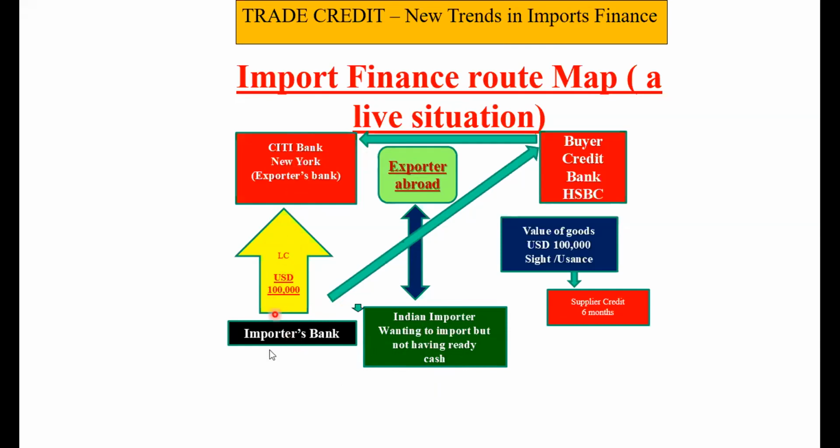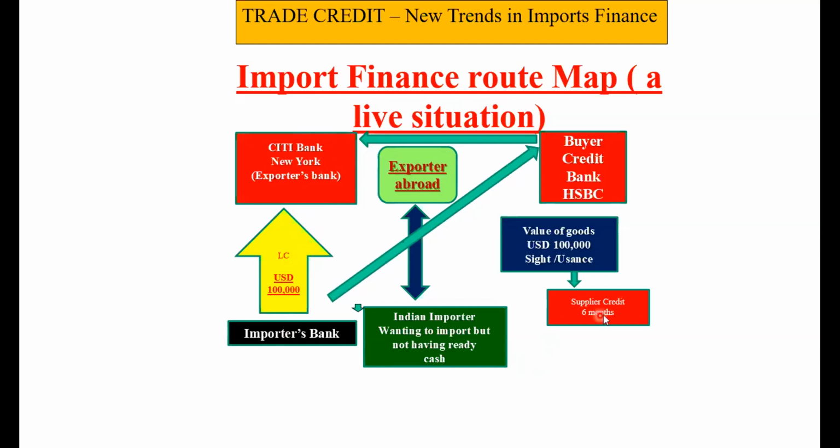Letter of credit is a transaction between the importer's bank and the beneficiary exporter, but advised through his correspondent bank. So the importer's bank, State Bank of India, will send the message to Citibank New York. They will download the message and transmit it to the exporter. So the exporter is happy, Citibank is happy, our importer's bank SBI is happy, and the importer is also happy. So this is one arrangement.